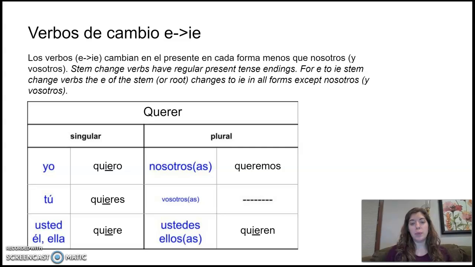Stem change verbs have regular present tense endings. For e to ie stem change verbs, the e of the stem or root changes to ie in all forms except nosotros and vosotros, which we don't focus on in this class. So for this class's purposes, we'll just remember not to change that stem in the nosotros form.